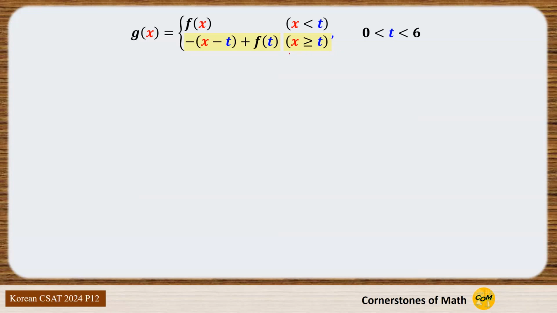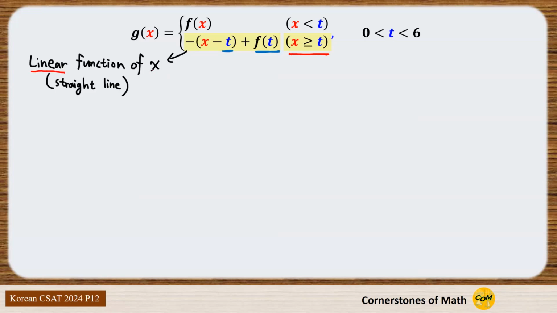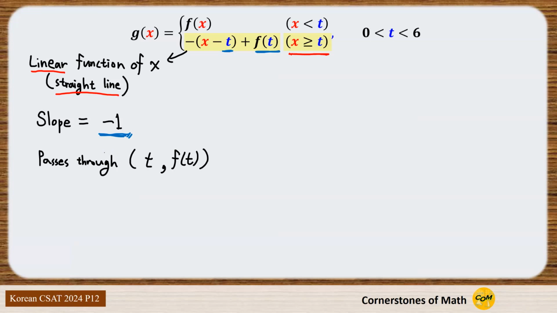But what about the part where x is greater than or equal to t? Well, when the value of t is fixed, then from the perspective of x, t and f(t) can be considered as constants. So this is just a linear function of x, which is a straight line, and the slope of the line is minus 1. In addition to the slope, in order to determine a line, we require at least one point that the line passes through, and one such point is when x equals t, which gives y equals f(t). So this is the line with slope minus 1 that passes through (t, f(t)).